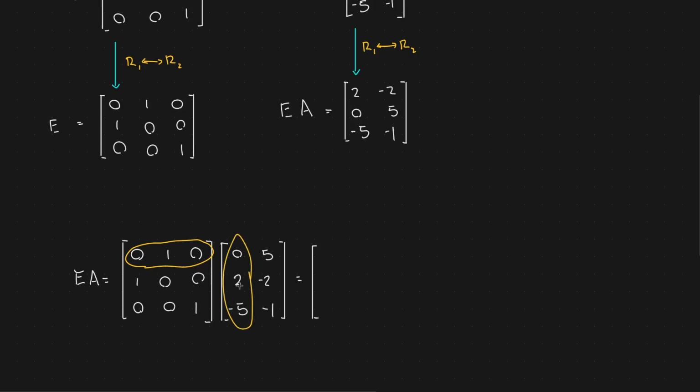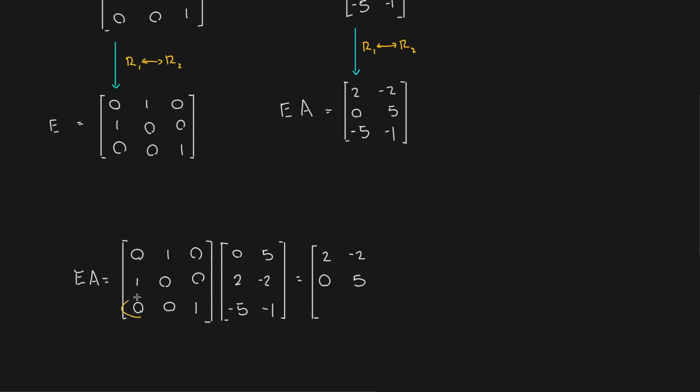Okay, so if I take the dot products here, clearly I get 2. Let's continue in the first row. So first row of E, second column of A. I'll get negative 2, right? If I take the dot product. Let's go to the second row. Second row of E, first column of A. If I take the dot product of these, I will get 0 plus 0 plus 0 equals 0. Second row of E, second column of A, take the dot product, 5 plus 0 plus 0 equals 5.